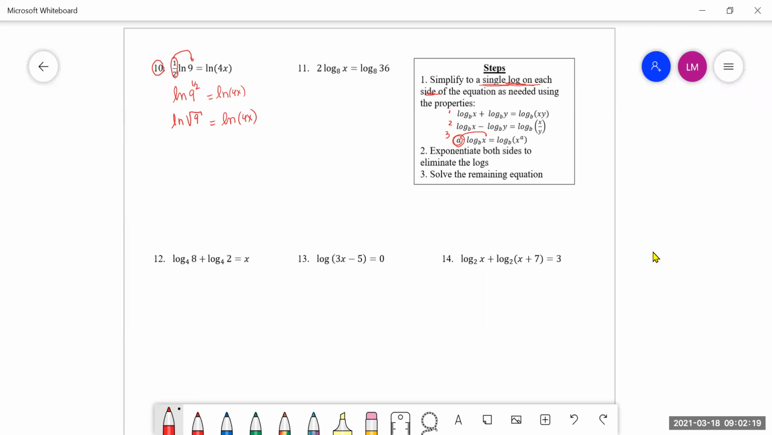Well, I can take the square root of 9. We can evaluate what is the square root of 9? 3. So I can go back over here and say that this is equivalent to the ln of 3, which equals ln of 4x.